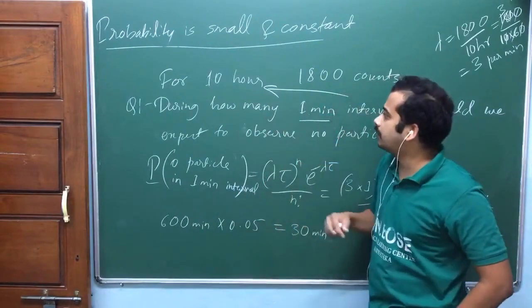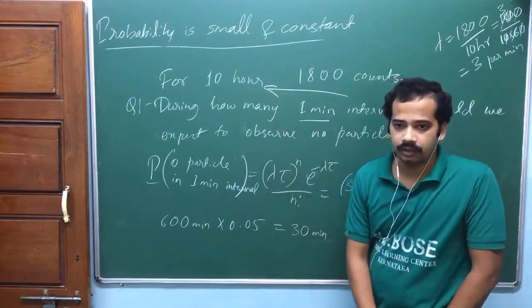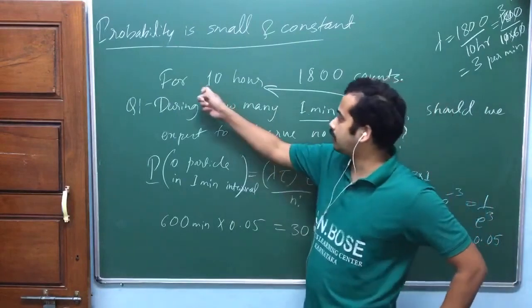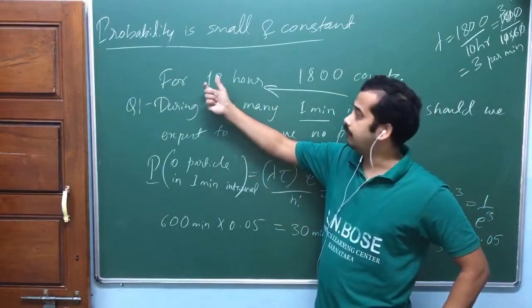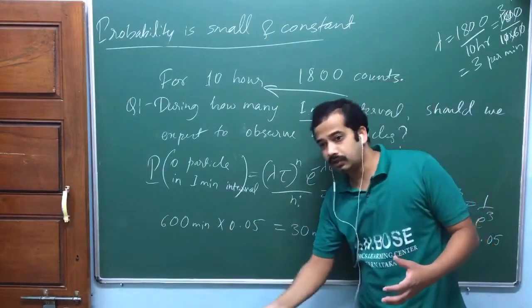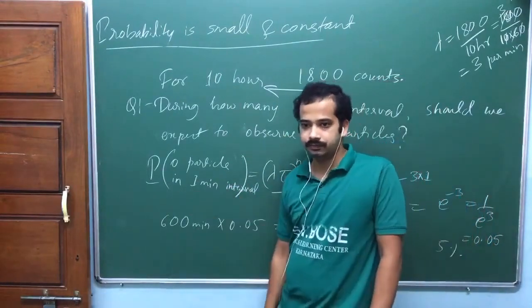Suppose its half-life is 20 hours, or 22 or 30 hours. Then what will happen is, if you start a clock, within 10 hours, whatever count you get within the first hour, in the next hour your count will decrease actually.